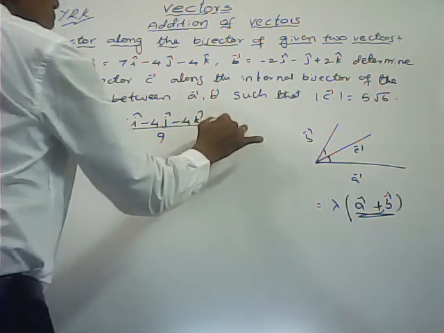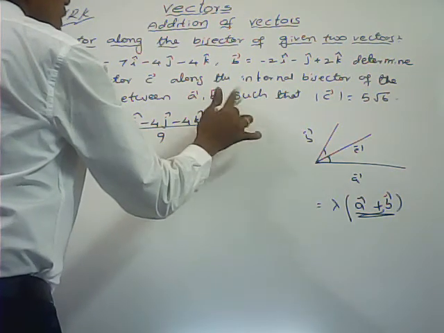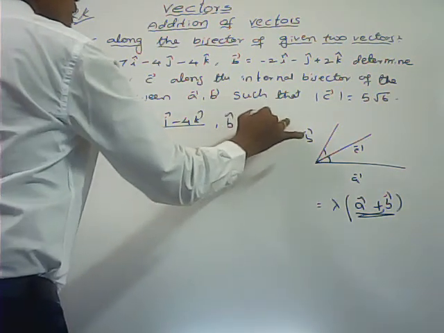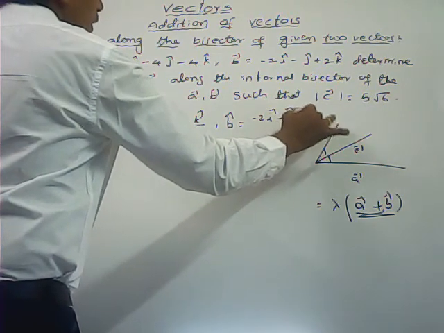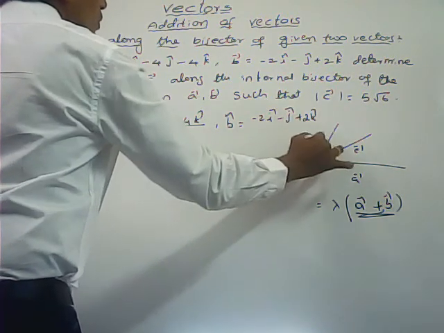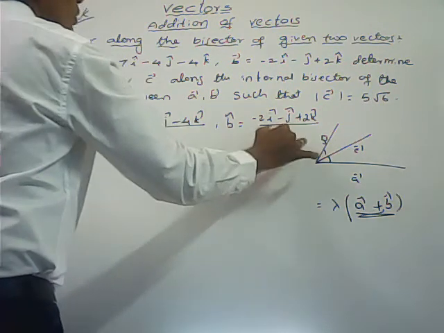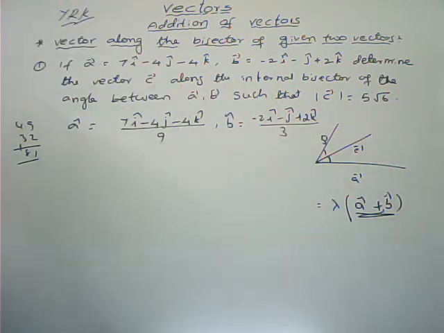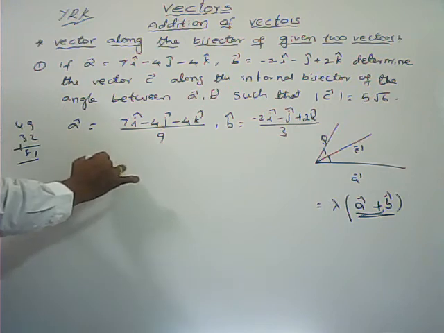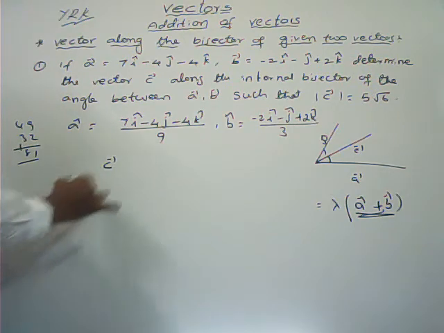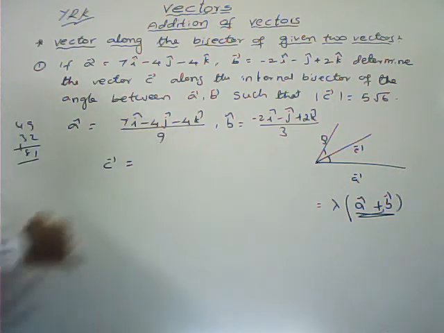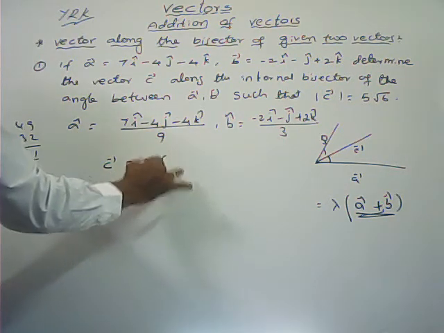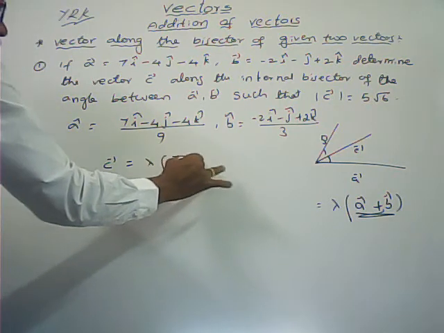And B cap also you can find out. B cap is equal to minus 2 i cap minus j cap plus 2 k cap whole by its modulus, that is 3 only. So here C bar, what is the formula? C bar is the internal bisector only. So the internal bisector of the angle formed by these two adjacent sides, C bar equals lambda times A cap plus B cap.